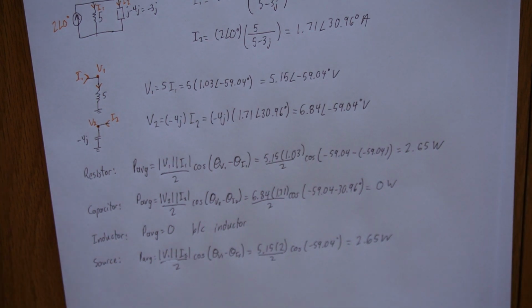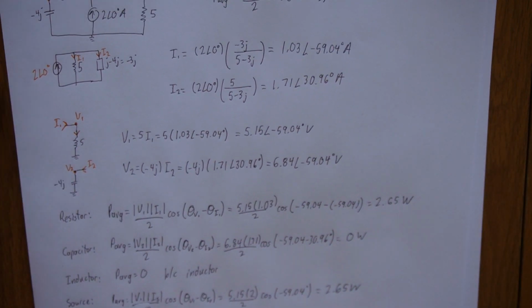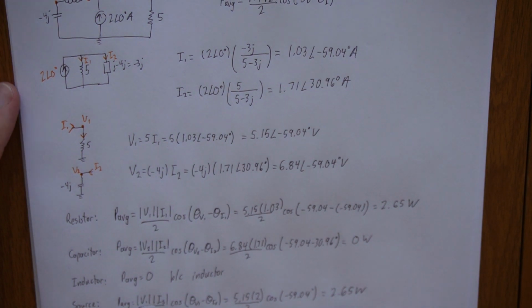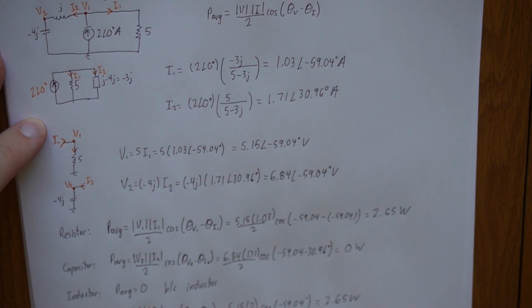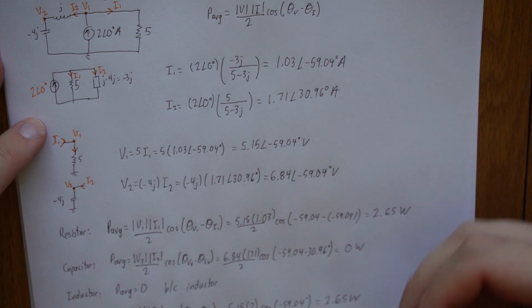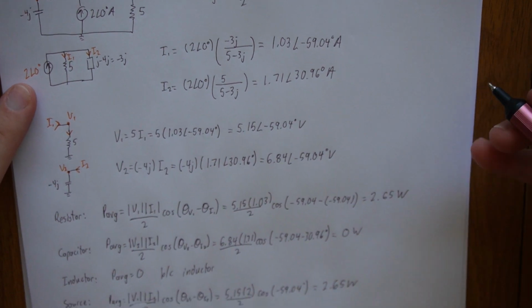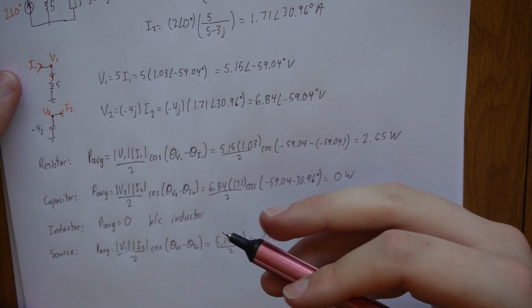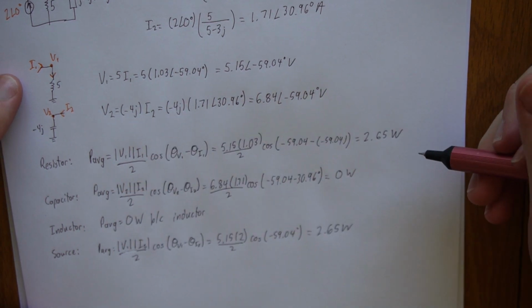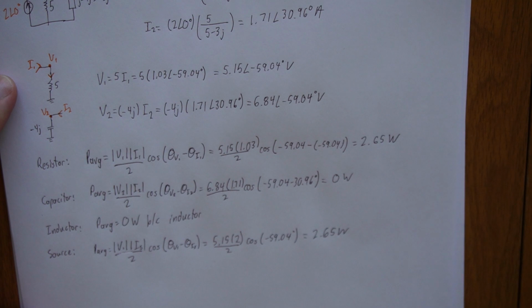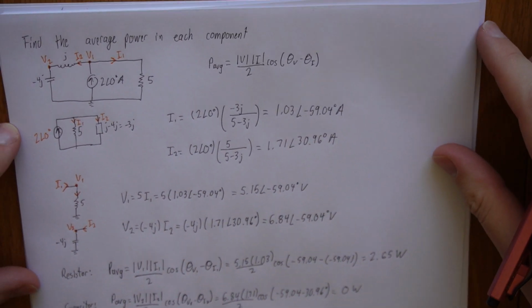If you sum up all the powers in the circuit, the source we assumed is just delivering, so you can change it to positive or negative, whatever standard you want. But we see the capacitor and inductor are 0 watts, and the resistor and the source, one delivers power, one consumes. There's no power left over. It all seems to check out.